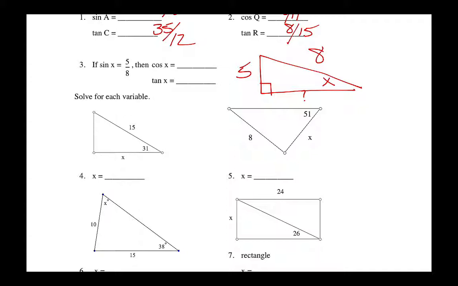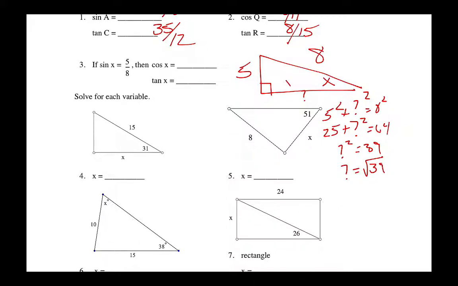So I'm going to do a Pythagorean theorem. 5 squared plus question mark squared equals 8 squared. So 25 plus question mark squared equals 64. So I have to subtract the 25 to the other side. So I get the question mark squared is 39. So that question mark side is the square root of 39 when I square root both sides.